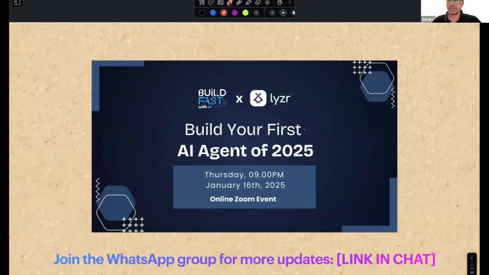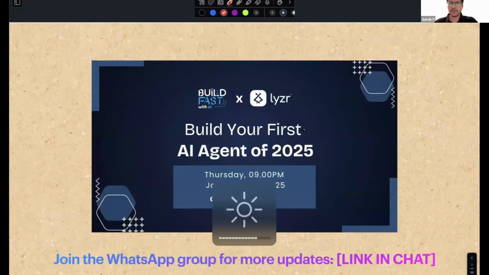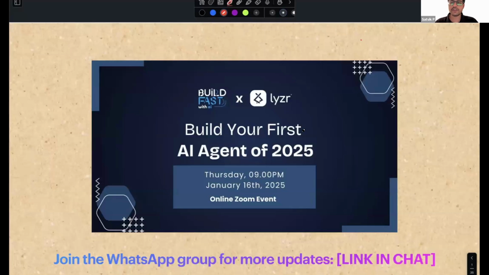Okay, great. So first of all, I would like to welcome you all to the Build Your First AI Agent of 2025 event, brought to you by Build Fast with AI and Lyzr. In this session, we will learn about different parts involving what an AI agent is, and how you can create your first AI agent using both code and no code. We will shortly do a poll on the group to understand the kind of audience that we have, so that we can give you the resources appropriately.